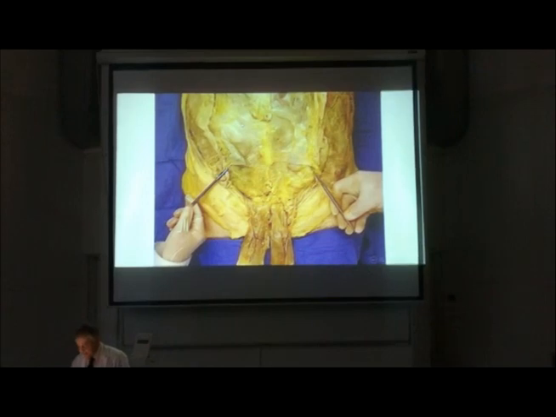If you look at this cadaver, this is looking at the anterior abdominal wall, and these are the two recti muscles, right rectus and left rectus muscle pulled down. And you can see here is the end of the rectus sheath. This is called the arcuate line.